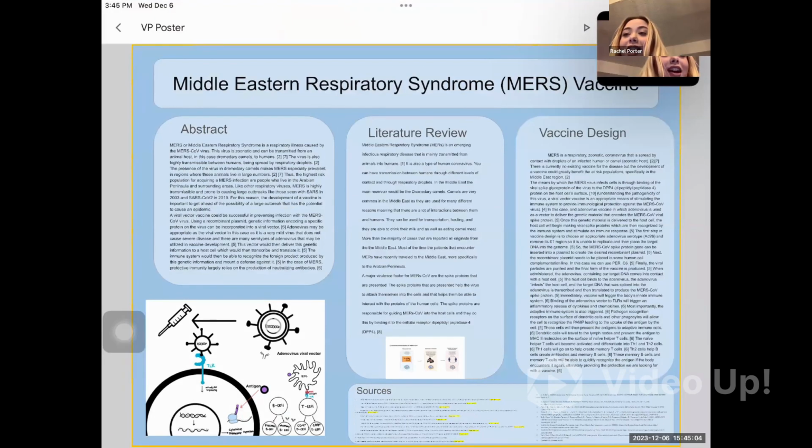Talking about the design of our MERS vaccine. Our MERS vaccine is an adenovirus viral vector vaccine, which means we took a mild form of a virus, adenovirus, and incorporated the genome of our virus into a plasmid and put that into the adenovirus. We chose the adenovirus because it's a common virus that infects humans, but it's very mild, so it's not going to cause severe infection when being used in a vaccine.